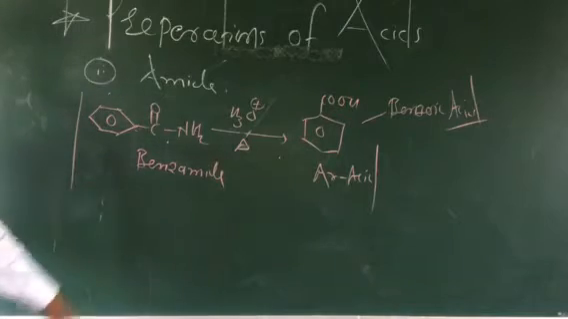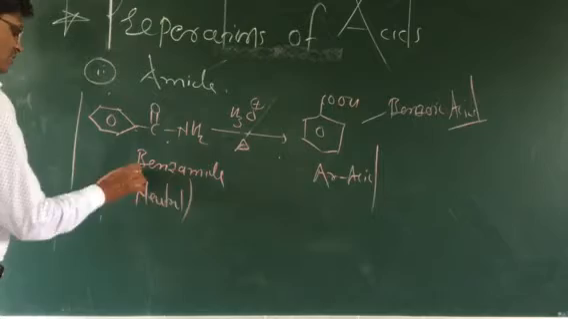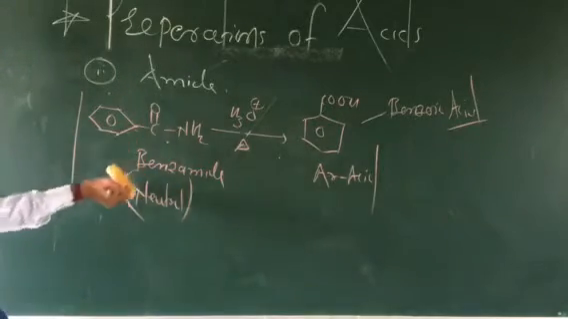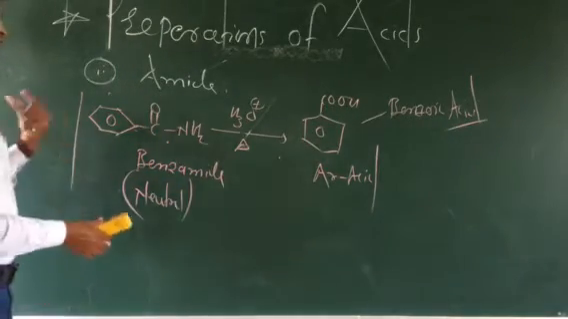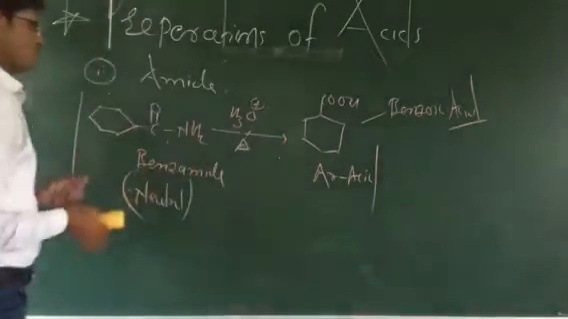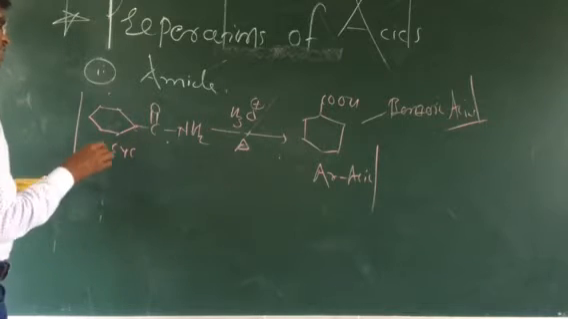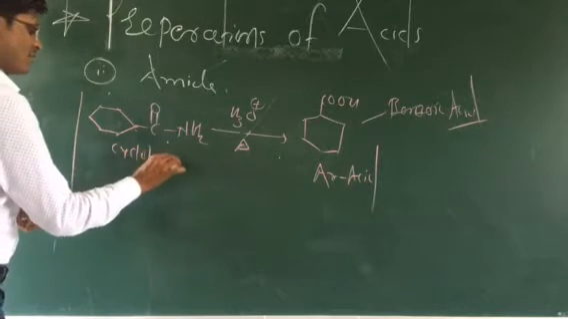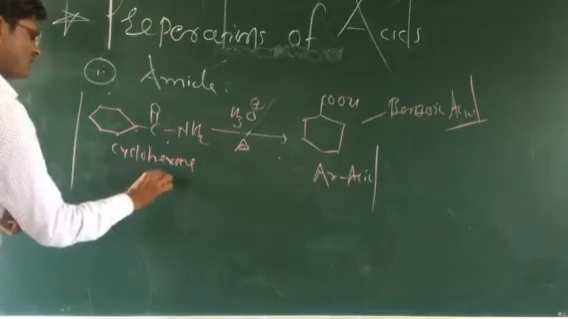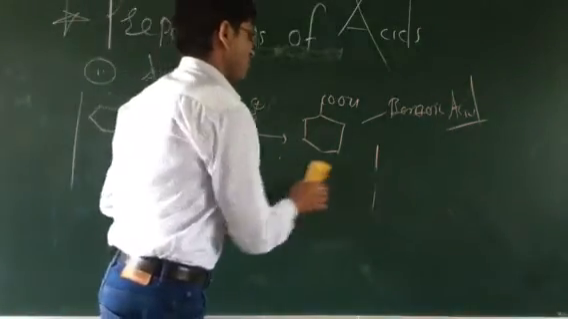The starting reactant molecule is benzamide, having the condition of a neutral medium. If the starting reactant molecule is not aromatic but a simple cyclic compound, it is cyclohexanamide. The name of the compound is cyclohexanamide. This cyclohexanamide is treated with acidic hydrolysis, again with formation of what?